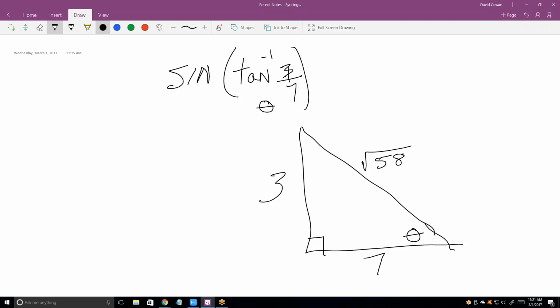And for the moment, I don't really care if that can be simplified or not. As it turns out, it can't be. 4 doesn't divide into that evenly. 9 doesn't. 16 doesn't, and so forth. So that's the dimensions of my triangle. Now, what's the sine of theta? So then it's 3 over root 58.